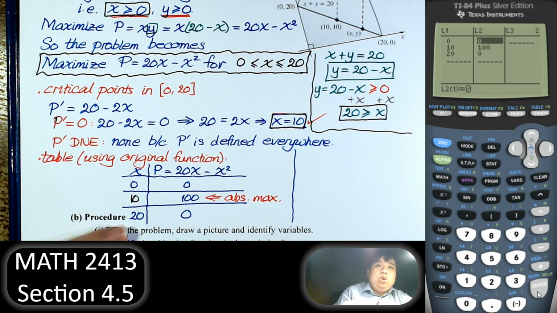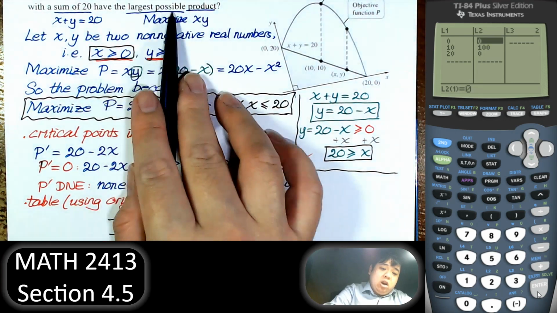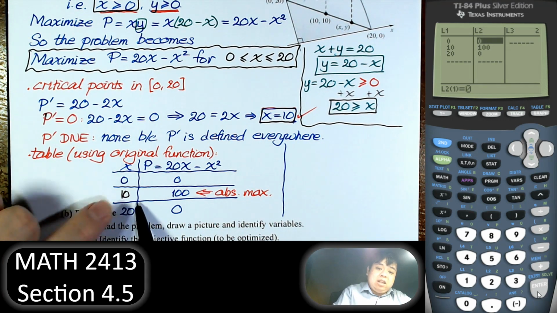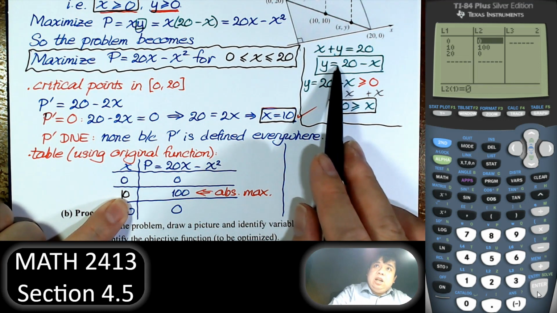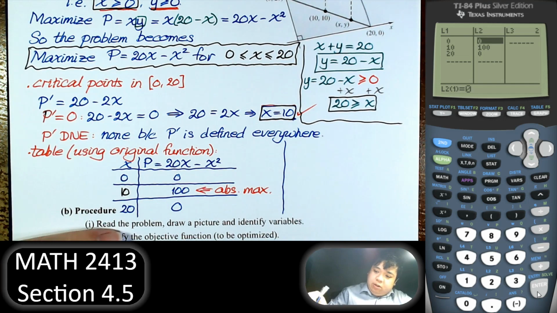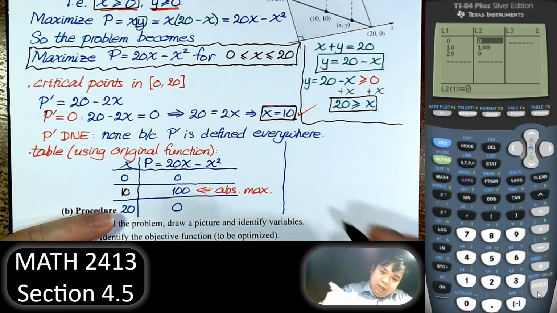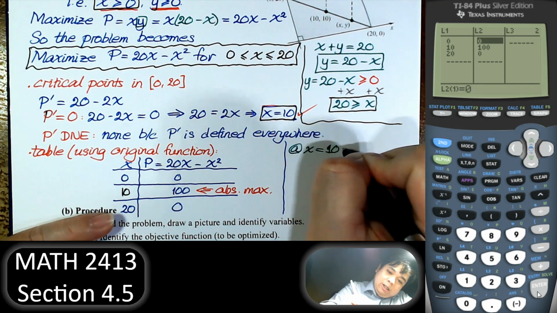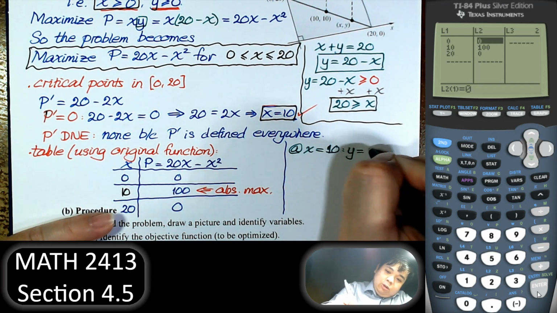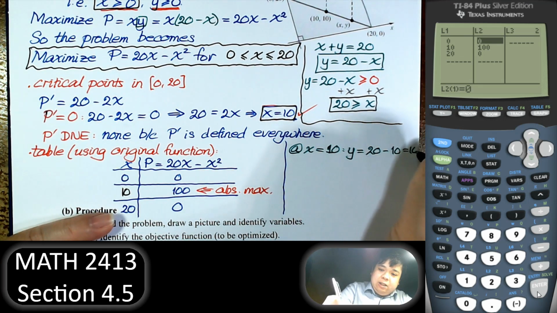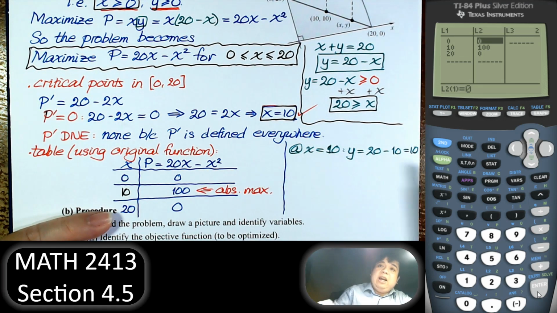So our conclusion is, they ask for what is the largest possible product. We say the largest possible product is 100 when the number is equal to 10. If x equal to 10, substitute in here, 20 minus 10 is going to be 10 as well. So here I say at x equal to 10, y equal to 20 minus x, or minus 10, is going to be 10. So we have 10 and 10.